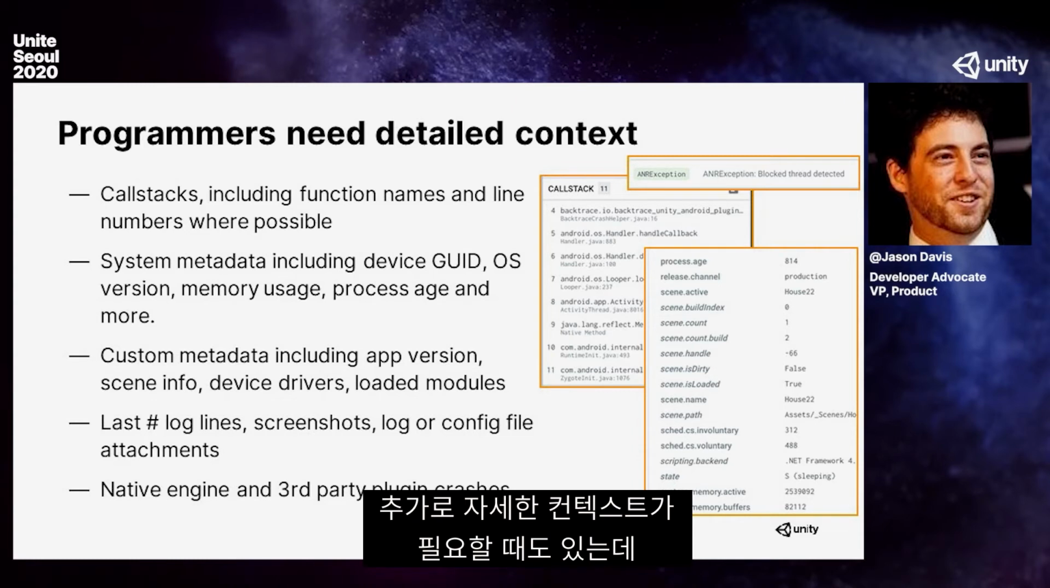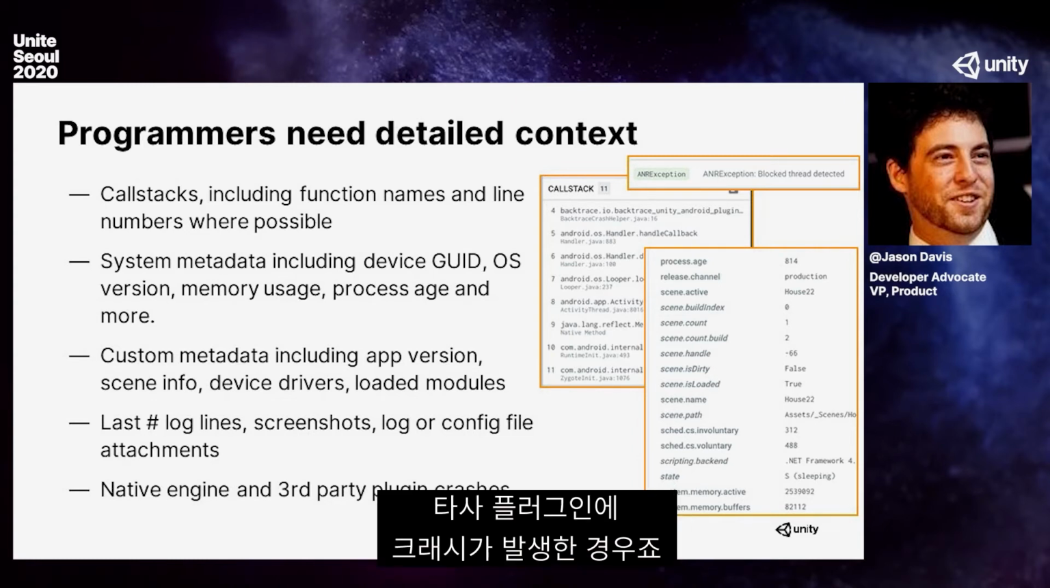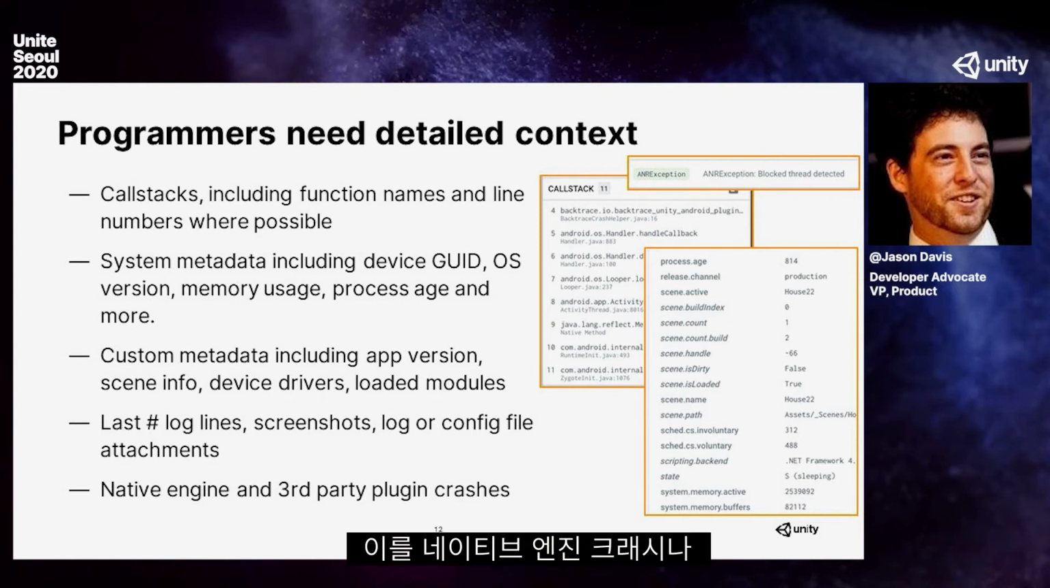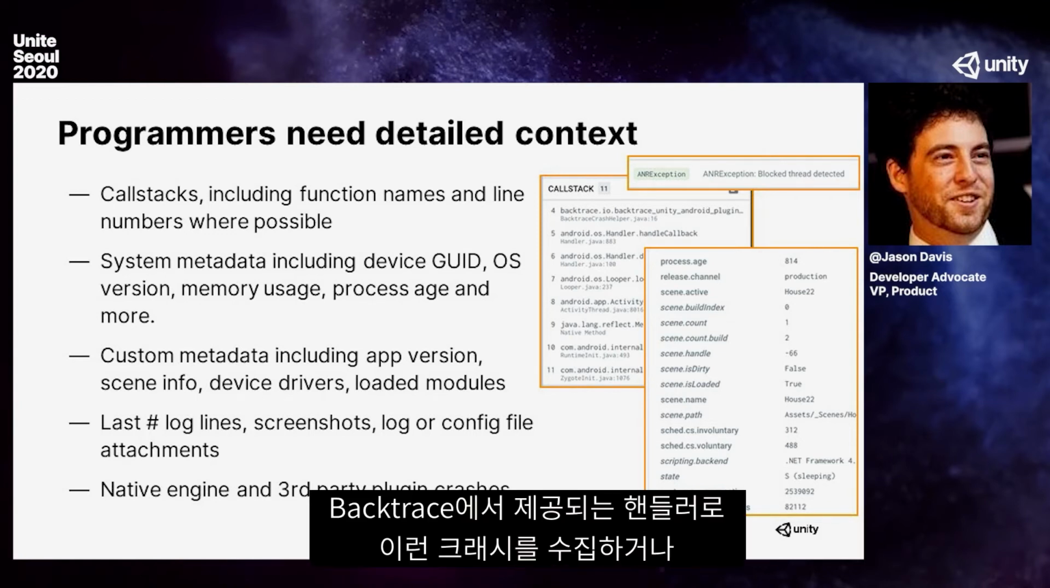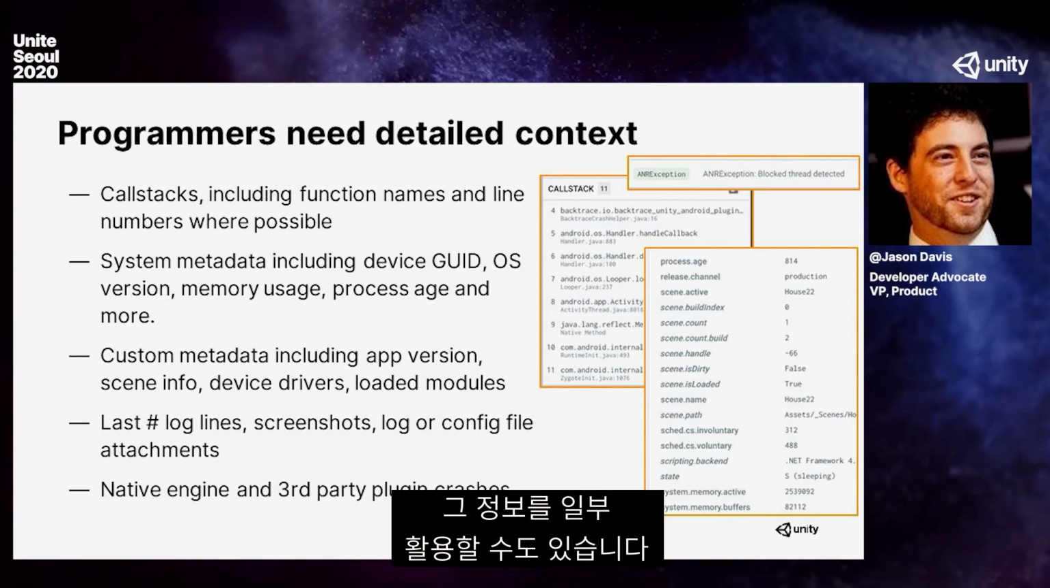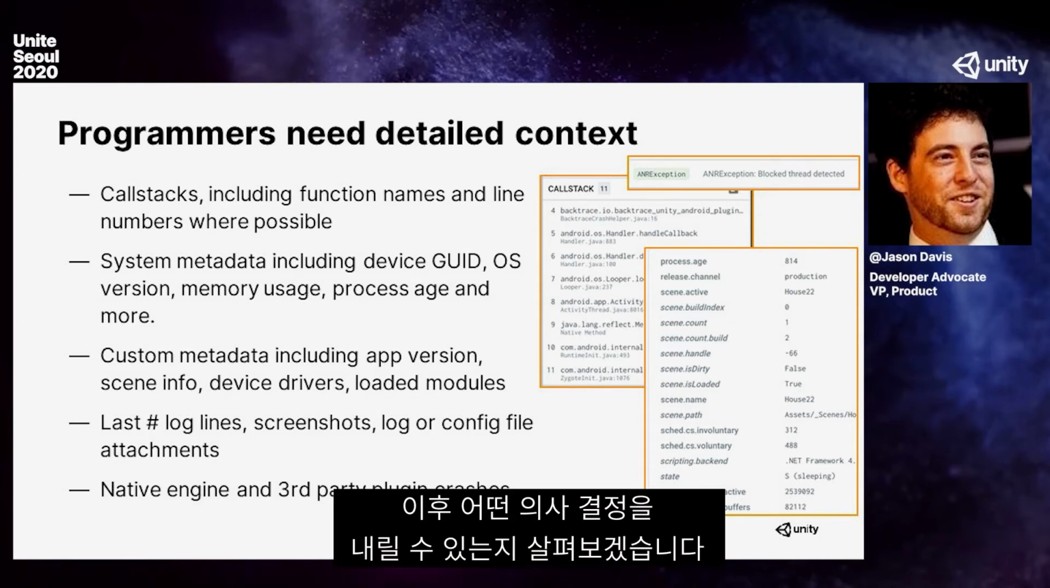And finally, there's a lot of detailed context that's needed when the engine itself crashes or a third-party plugin crashes. We call these native engine or third-party plugin crashes, and Backtrace has handlers to allow you to collect those crashes and make use of some of that information. Again, I'll show you in a little bit how we can make use of information about a third-party crash to allow you as a game developer to make some informed decisions of what your next steps should be.